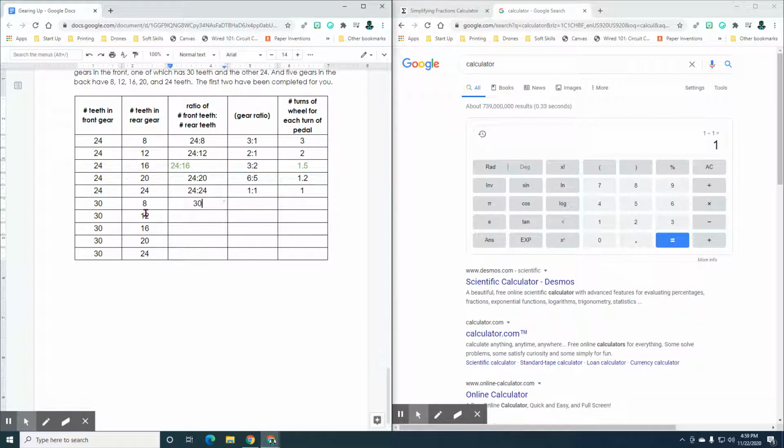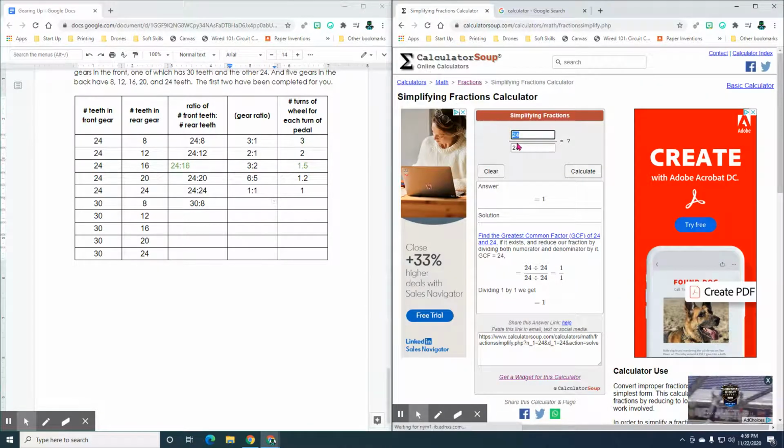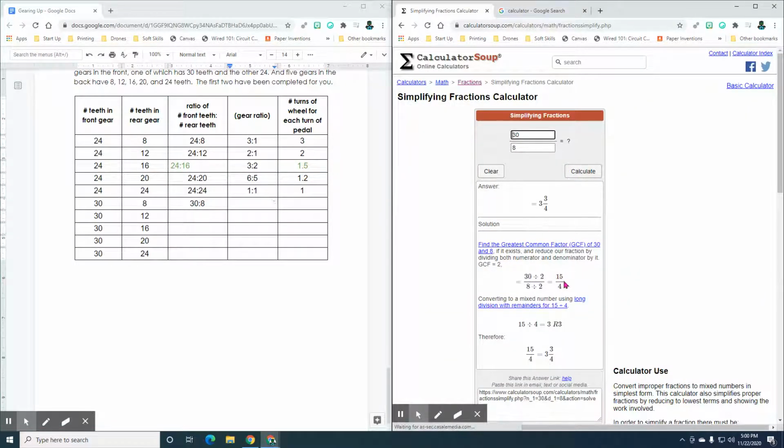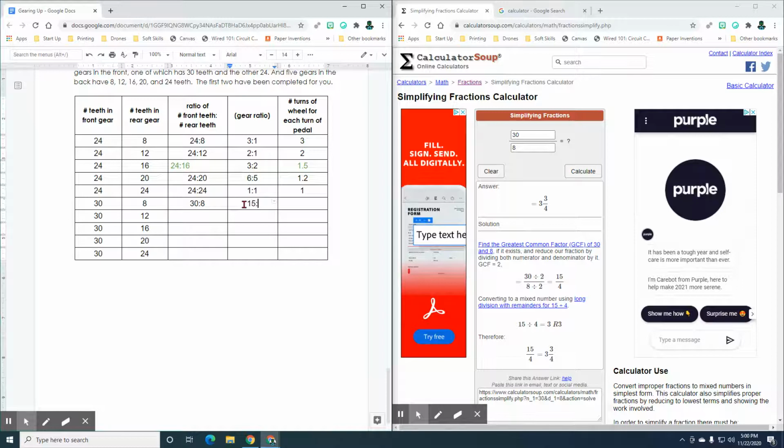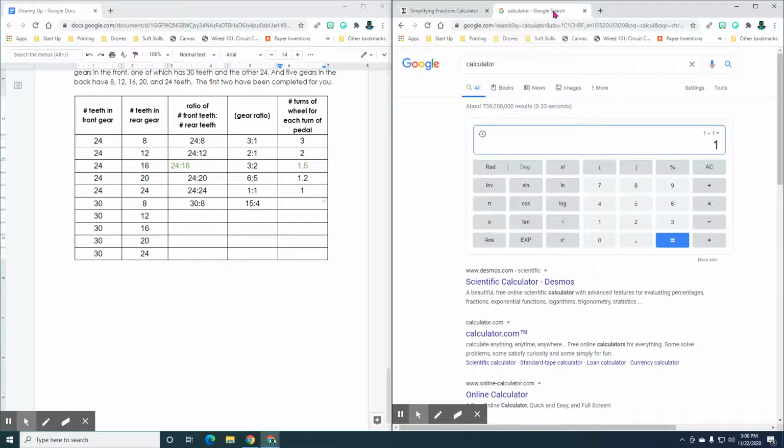Now we have 30 to 8. And then our gear ratio, let's go simplify this. 30 on the top because it's first, 8 on the bottom. And we're going to calculate it. We want this number down here. This is a big one. That's fine. 15 to 4. And then we want to see how many times does that wheel turn when I turn the pedal. So we do 15 divided by 4, and you get 3.75. So that means I turn the pedal once, the rear wheel goes around 3.75 times.